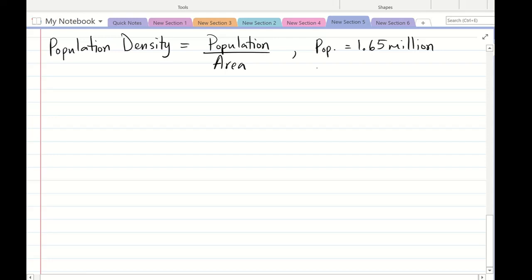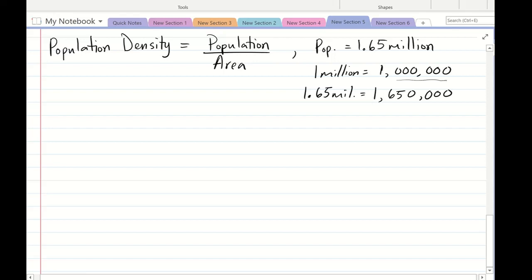Now remember, 1 million equals 1 with 6 zeros. So 1.65 million is 1,650,000, and then the format is exactly the same. You have 1 and then you have 6 numbers afterwards, right? So that was what 1.65 means, right? Now, and we'll talk a little bit more about this in a second, right? Area, we said, was 23 square miles.